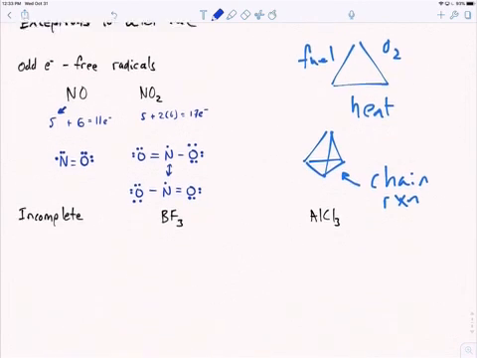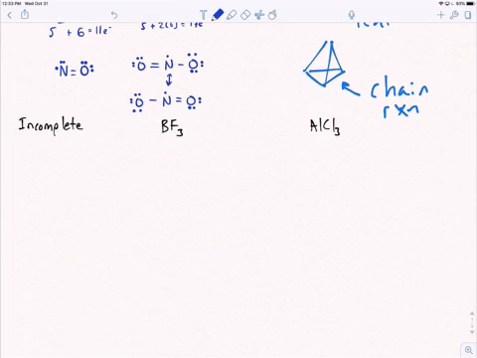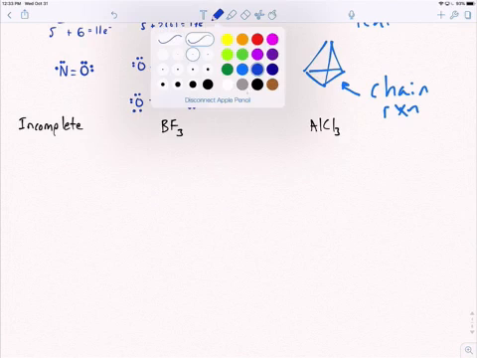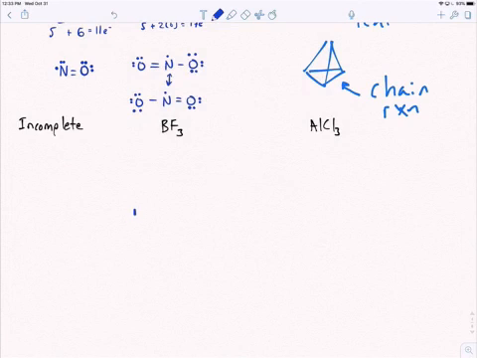So, odd number of electrons. Another exception is incomplete octets. Boron trifluoride and aluminum trichloride are both examples. So, boron trifluoride. I'll make it a little bigger again. I'm going to draw it this way.